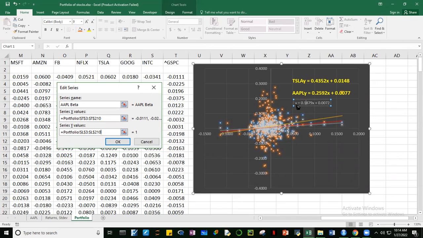Let me put here MSFT. There, MSFT. Tapos bold natin, 12 para pare-pareho sila, and color yellow. There.